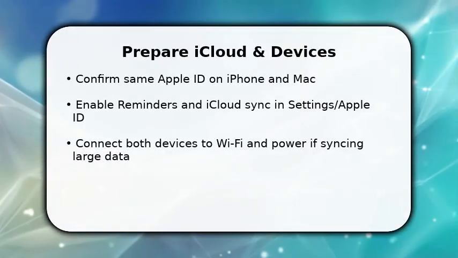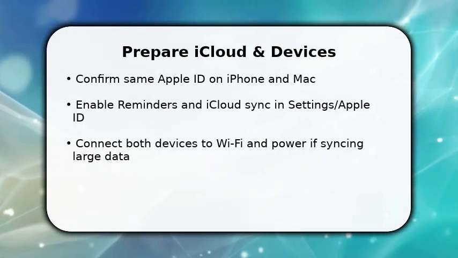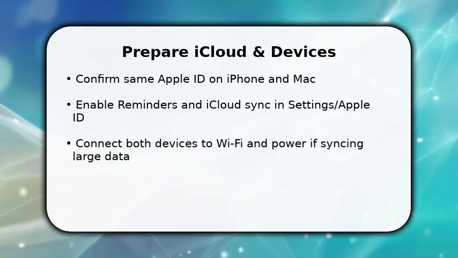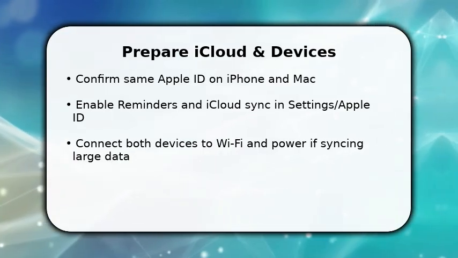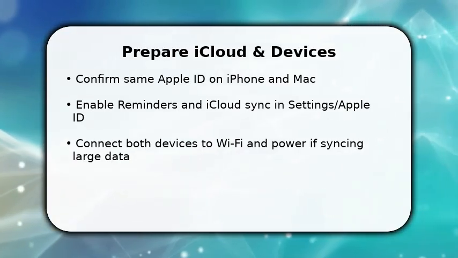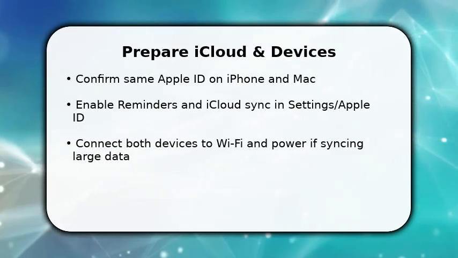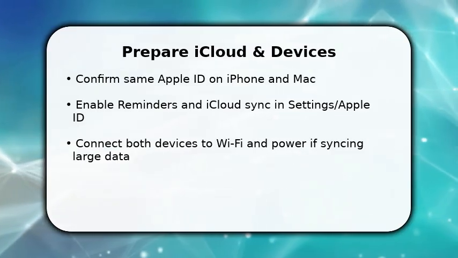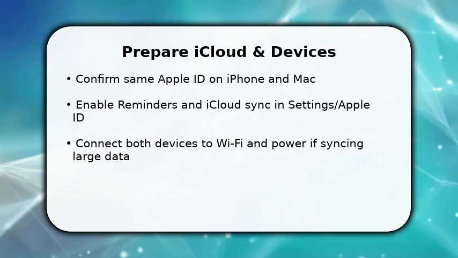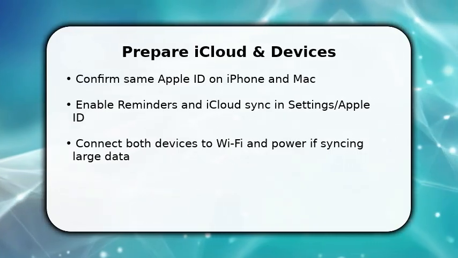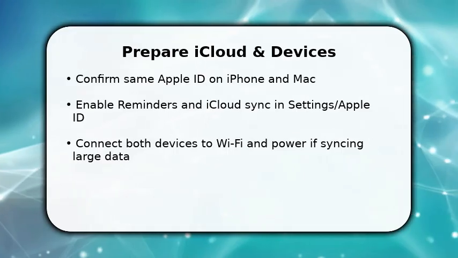You start by making iCloud the single source of truth. On your iPhone, open Settings, tap your Apple ID, then iCloud, turn on Reminders. On your Mac, open System Settings, click your Apple ID, and enable iCloud Reminders. Once done, make sure both devices are on the same Apple ID and a stable Wi-Fi network.